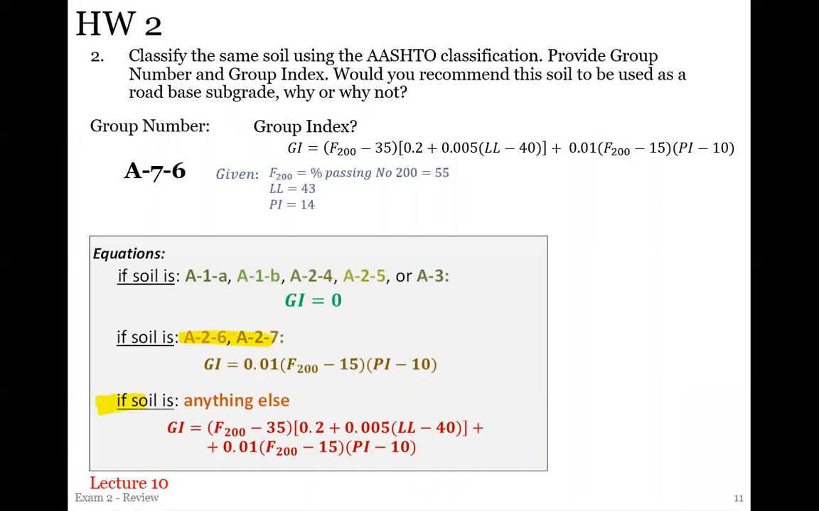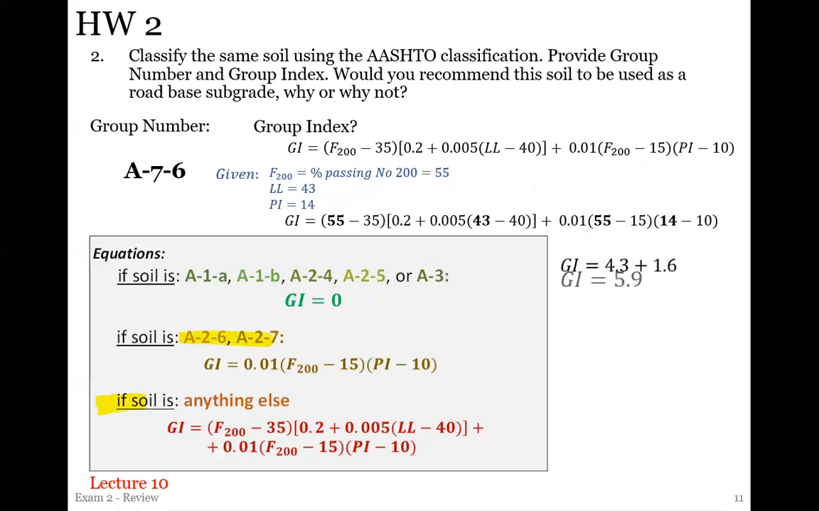So we'll plug everything in. For this one, our F subscript is the percent passing, so they just use a different notation. For that, we can plug all of these values in, and we get a GI of 5.9. So what's the rule that we use for GI? What do we always round it to? Whole number, yeah. So A76 and then parentheses 6, that would be it. If you have a negative number, then it will always just be 0.